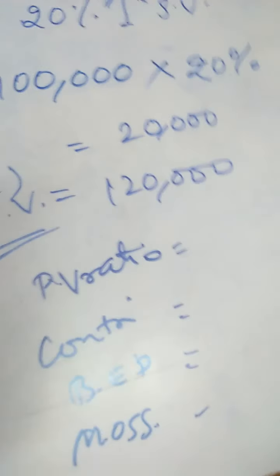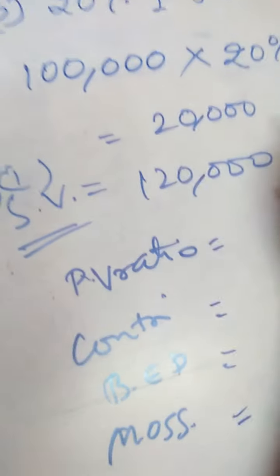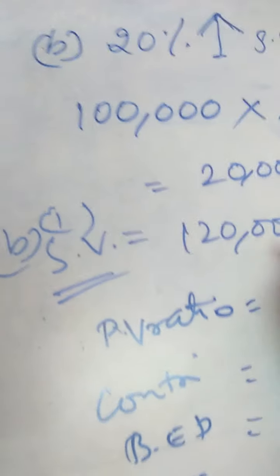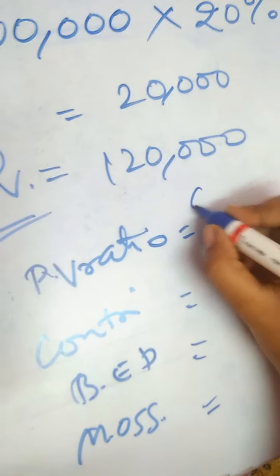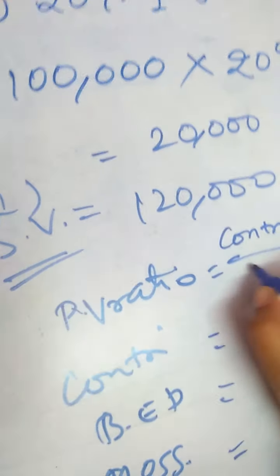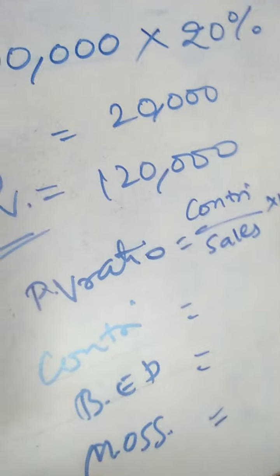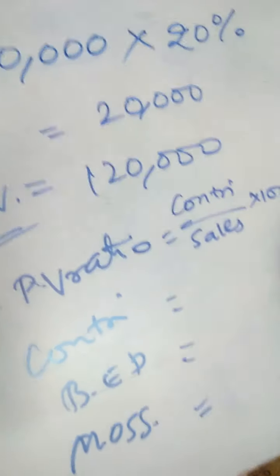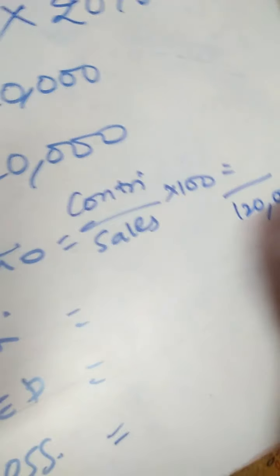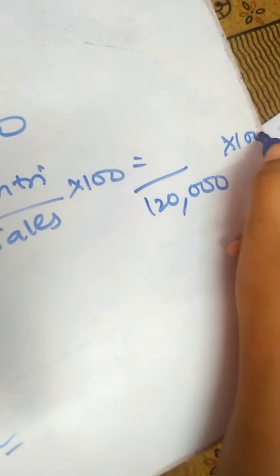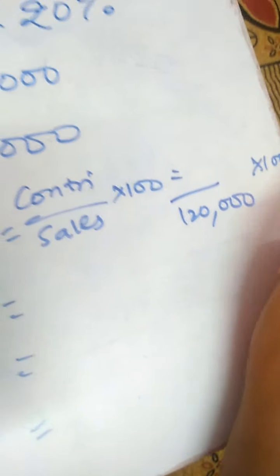We just computed, so we are pretty better with the formulas. And coming to the PV ratio formula, contribution, just repeat with me, contribution by sales into 100. Here we have to find out the contribution for this formula. However, we can fit in this 1,20,000 into 100. Let's just do some rough kind of thing here.